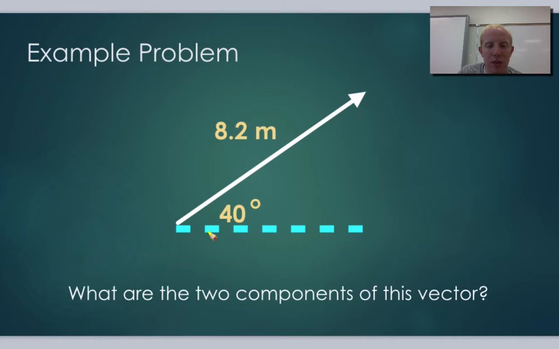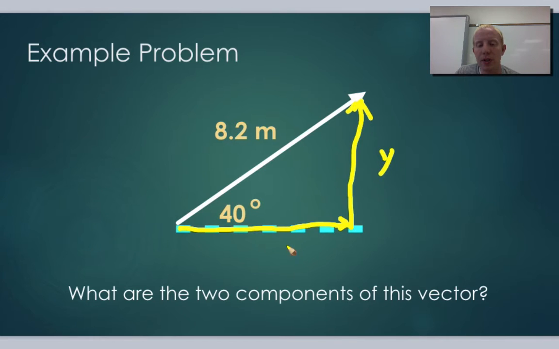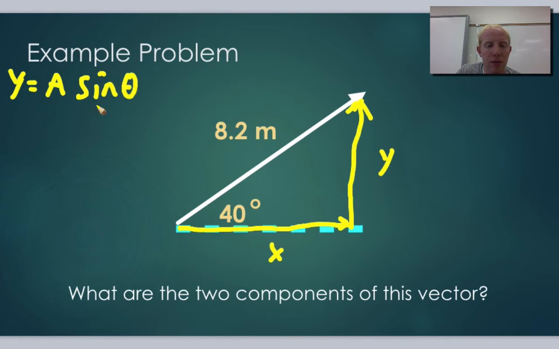I'll draw those in yellow. We want to find this vector in the x direction and this vector in the y direction that originally made it up. To get this y component, it was y equals the magnitude of the vector times the sine of the angle, and that is going to be equal to 8.2, the magnitude, times the sine of 40 degrees.